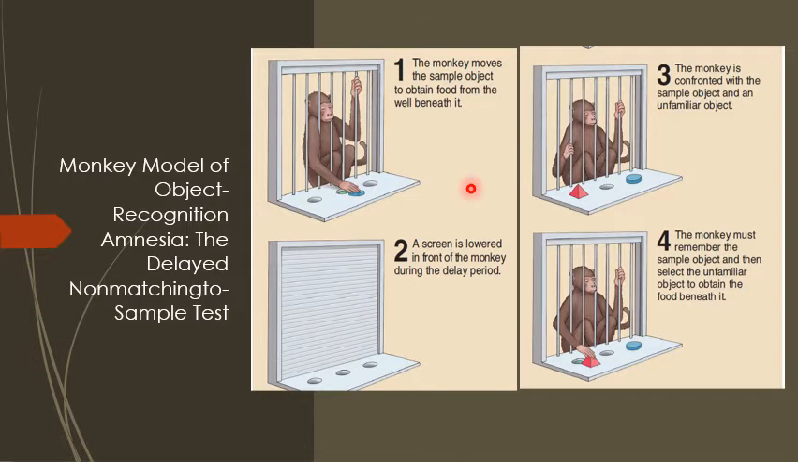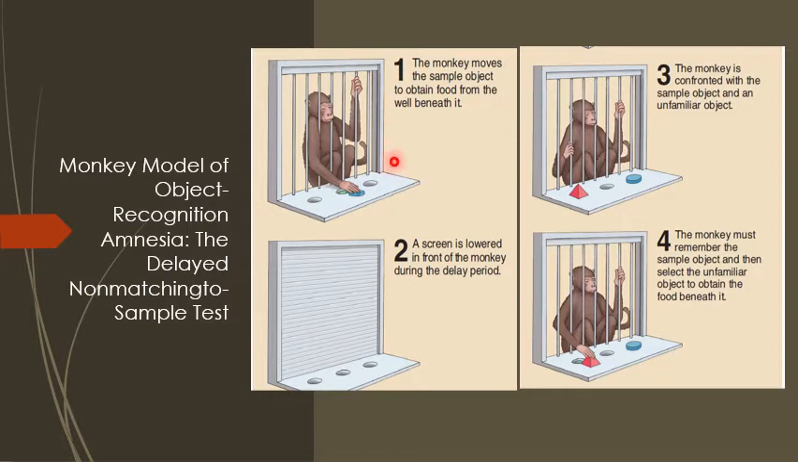Okay, so in this monkey model of object recognition, when we say object recognition, that's our ability to perceive an object's physical properties, like, for example, the shape, the color, the texture, and also apply meanings to this object. Meaning, what the object is used for, the previous experience with the object, and how it relates to other objects, and so on. So that's object recognition. We call this test the delayed non-matching to sample test.